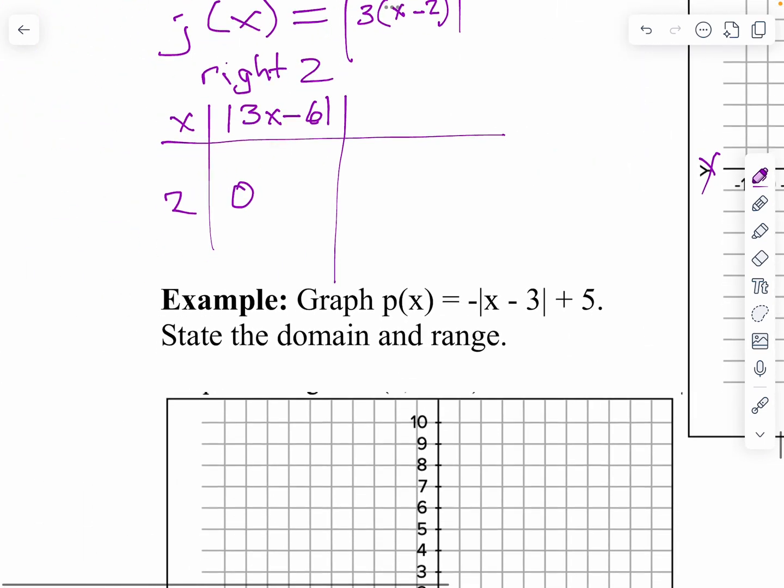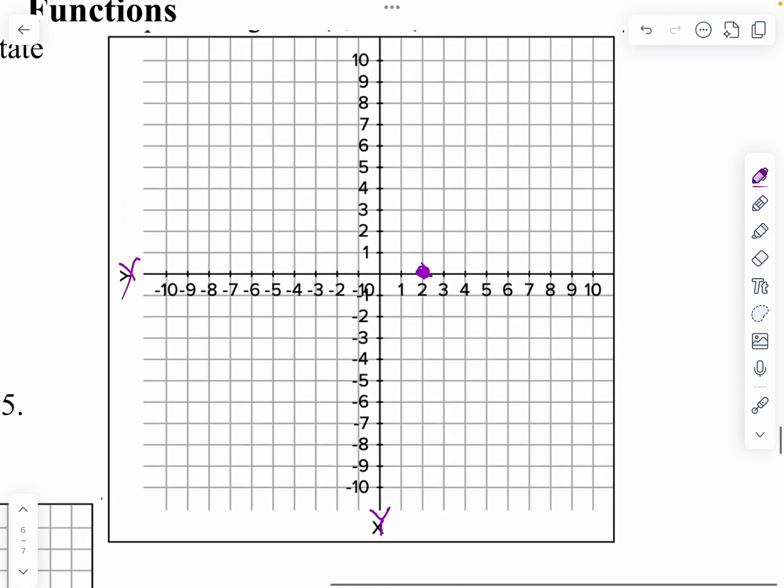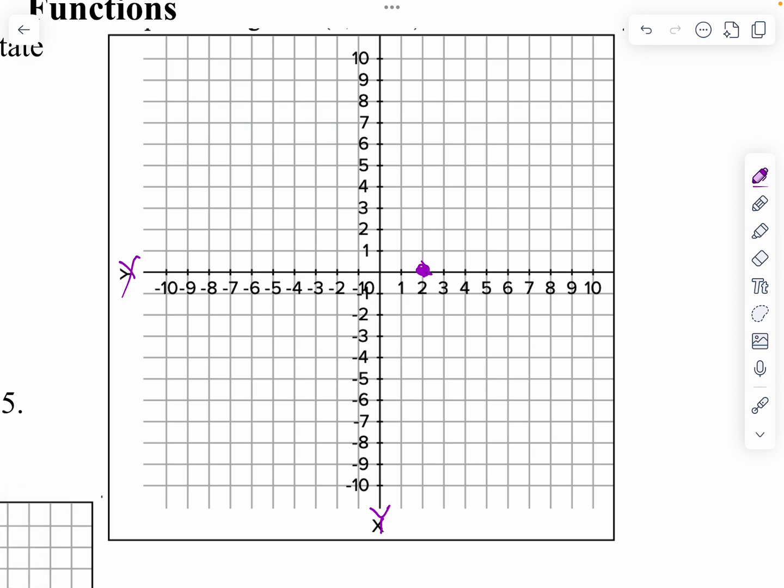Well, let's go up 1. So I'll go 3 here. Then 3 times 3 is 9. 9 minus 6 is 3. So I know, since it's absolute value, my v is going to be at 3 and 3. And since it's symmetric, when I go to the left one, I'm also up 3.